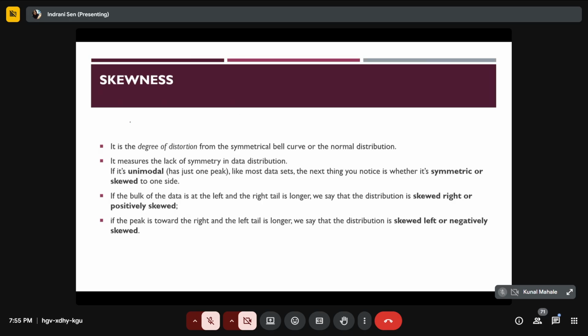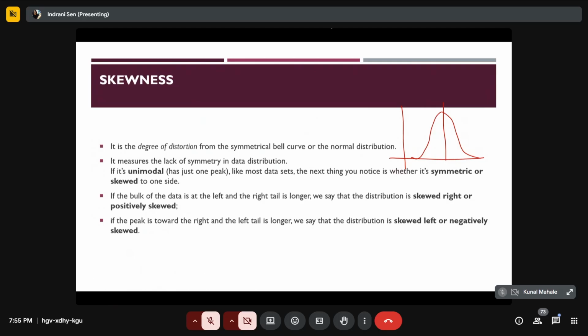Then we have skewness. Skewness is known as the degree of distortion from the symmetric bell curve. As I told you, if data is normally distributed, it will look like a symmetric bell curve, and the mean will be equal to the median. It measures the lack of symmetry in data distribution. It is unimodal, has just one peak, like most data sets. Next, you notice whether it is symmetric or skewed on one side.